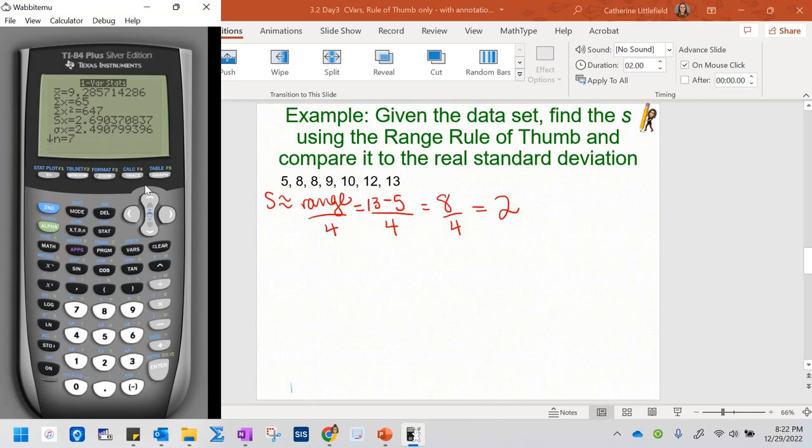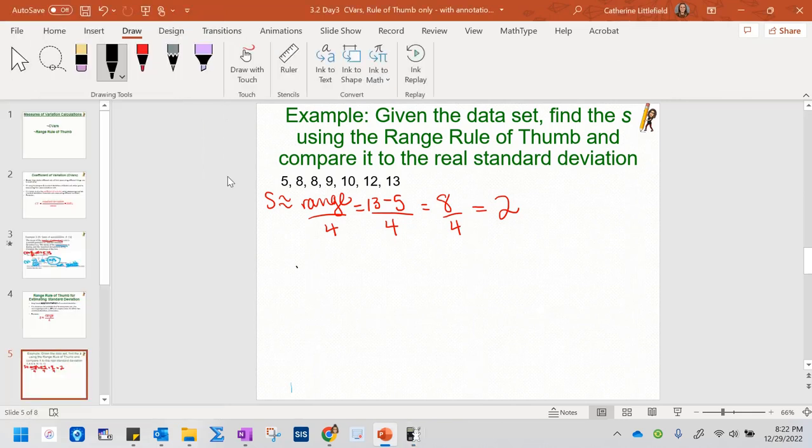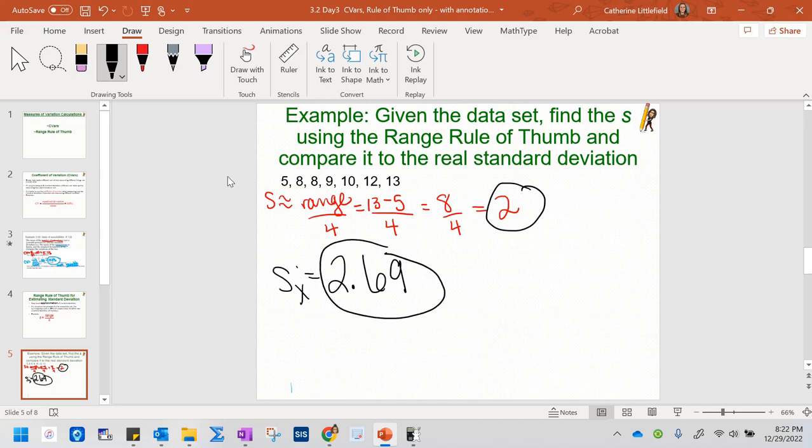We were in list 1, and then we're looking for SX, which is our sample, and that's 2.69-ish over here. So SX was 2.69. And so when they say compare it to the 2, we just have to write down both of them. So that's that.